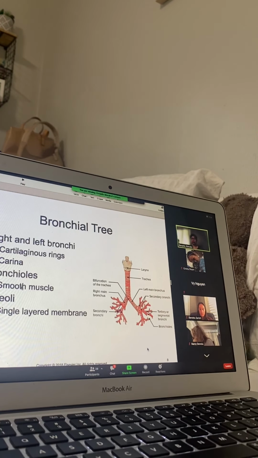And the bronchioles are lined with smooth muscle. So this is what you call the carina. This is the point where the bronchus bifurcates into left and right.